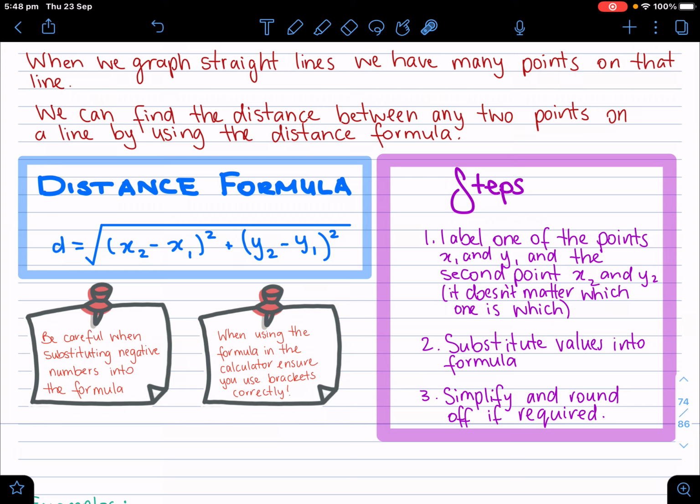So let's go through the steps. You're going to have 2 points, and that means there's going to be 2 x values and 2 y values. So we have to differentiate them. So one of the points, and it doesn't matter which one of the points, you label as x1 and y1, and the second point you label as x2 and y2, and it doesn't matter if they're swapped over. After that, we substitute those values into this formula, and then we simplify and we round off. So let's go through a few examples, and it's important for you to write these steps down just so you can look back and see what we've done in each example.